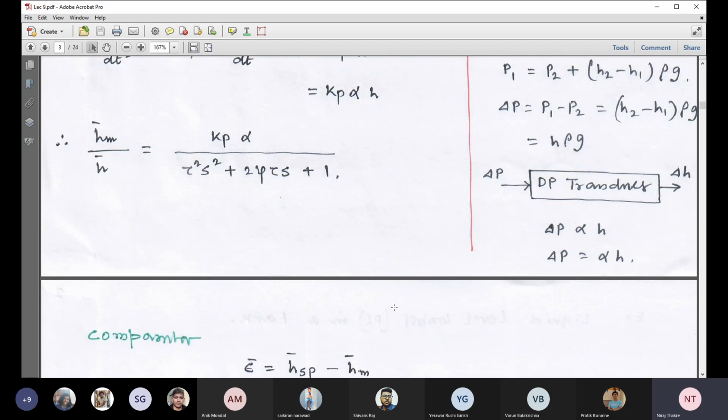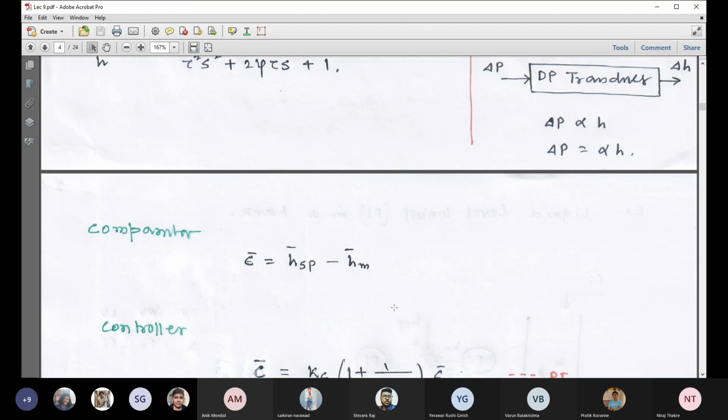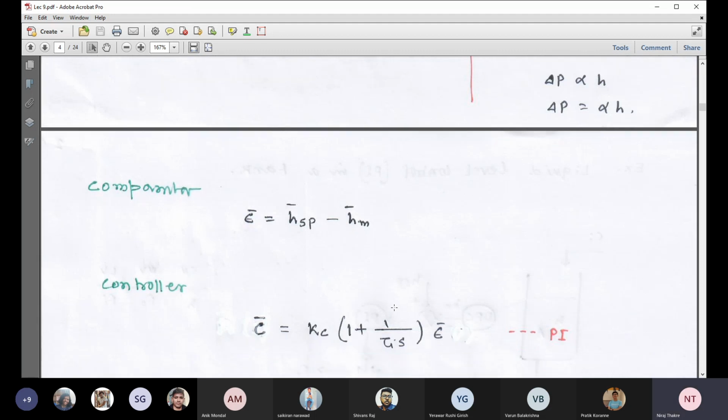Now let us come to the controller part. For the controller, our comparator is HSP minus HM. It basically compares the set point and the measured height. And if we use a PI controller, this is the transfer function for the PI controller. If you use PID, accordingly you can write here the PID controller transfer function.